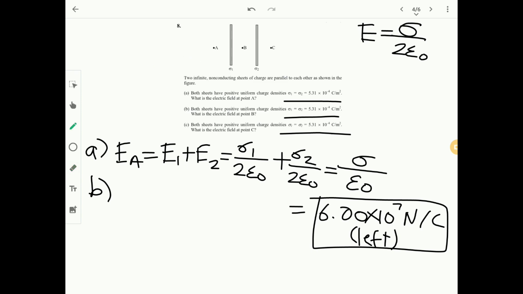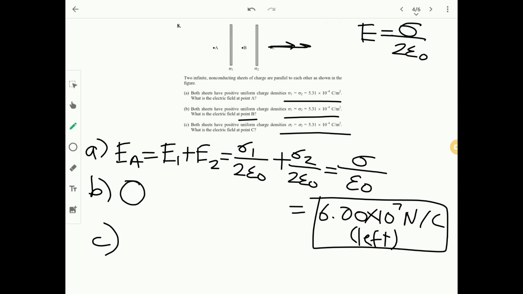C. Again at point C, both are positive, both point away. Now it's again the exact same calculation, so it's everything here, copy paste, equals 6.00 times 10 to the 7 Newton per coulomb. Only one change. What is that change? It's pointing to the right. These questions are very easy. You just have to read the question very carefully.